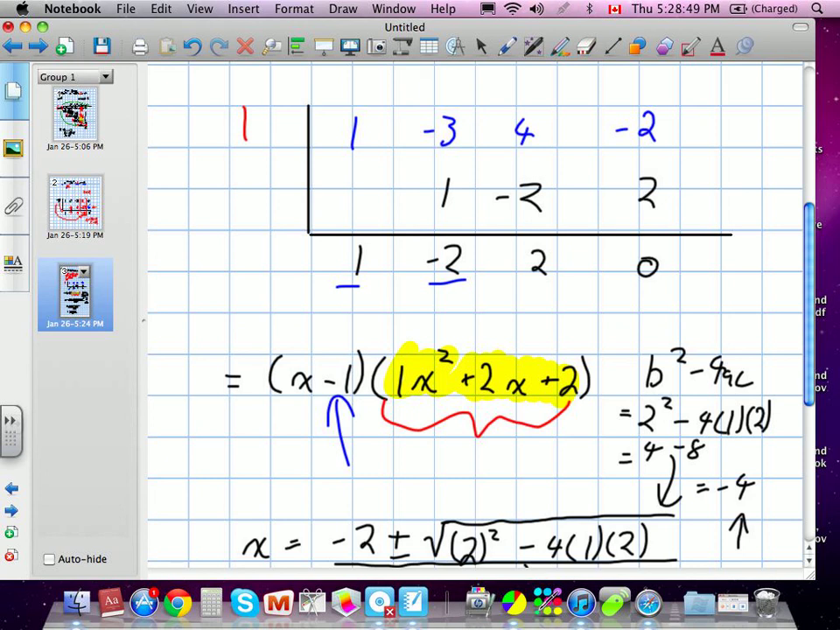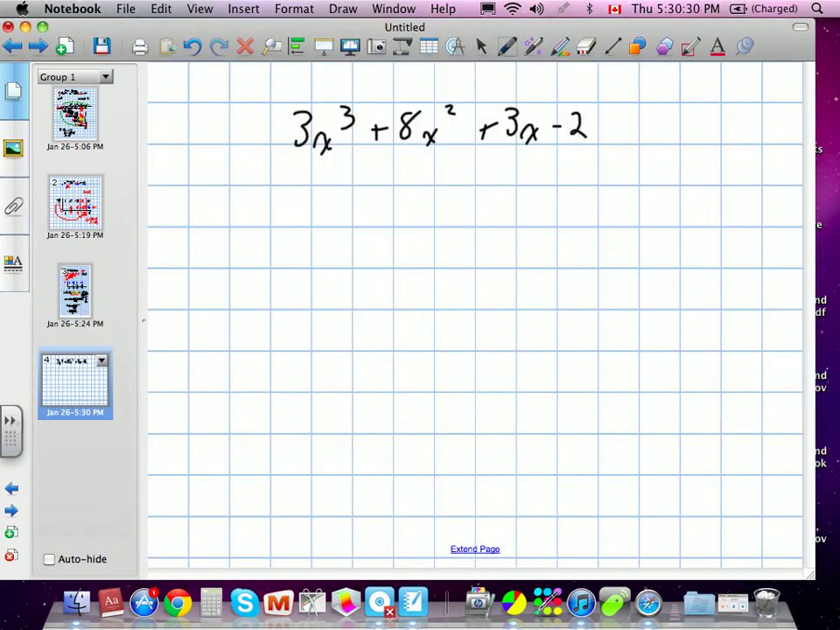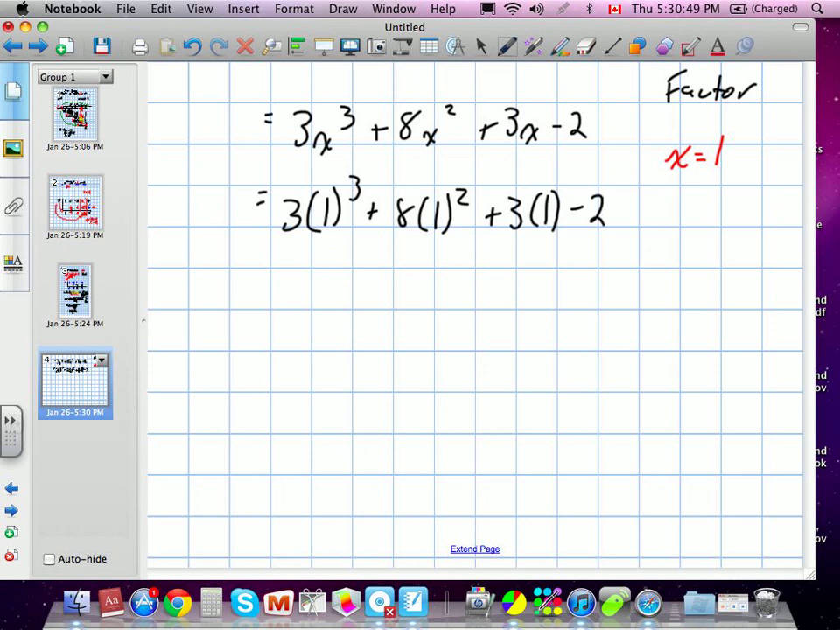So we need to factor this, is what they asked us. So factor. First number you try, right? We've got to go through our trial and error method. We're going to try x is equal to 1. So we plug in x as 1. 3 times 1 cubed plus 8 times 1 squared plus 3 times 1 minus 2. Right? We're going to get 3 plus 8 plus 3 minus 2. That's going to give us 6 plus 6, which just gives us 12. Is 1 a factor? No, it's got to be 0, right?